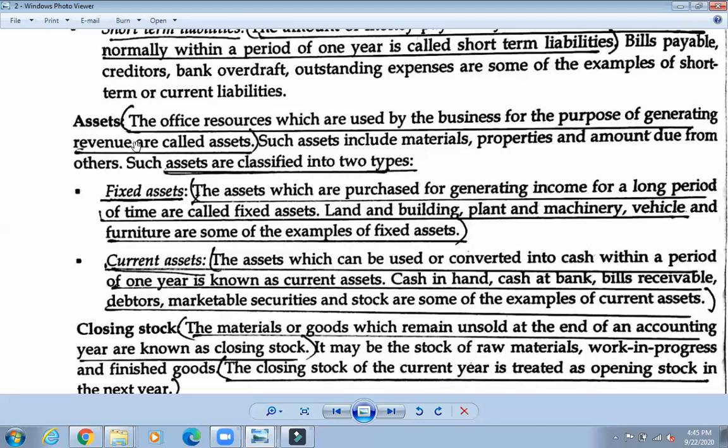So whether it is more than 1 year. Okay, so sorry, if these are the assets, which I am buying for my personal use, otherwise for the business use, that is called the assets. The office resources which are used by the business for the purpose of generating revenue is called the assets.